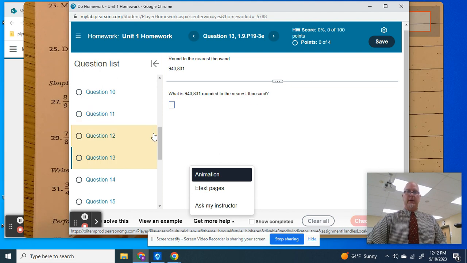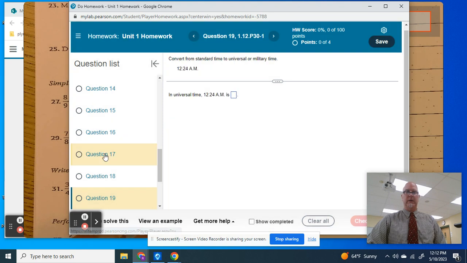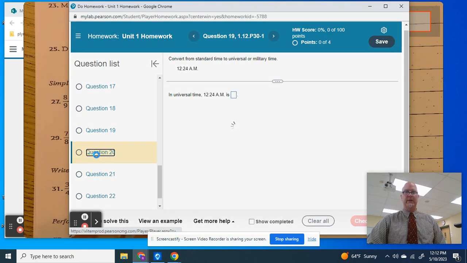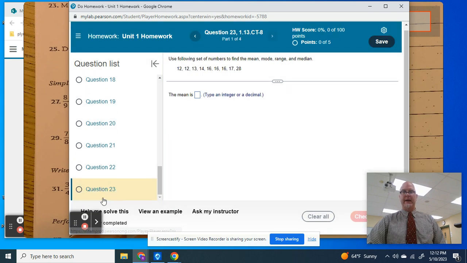Okay. Going back to the bottom questions, I think it was 19 through. You'll notice 19 through is a military time question. 20 is another military time question. Okay. And the last question, 23, asks for the mean, mode, range, and median of a set of numbers. So I think I've covered all the bases for what was going to be on your homework, step by step and question by question.